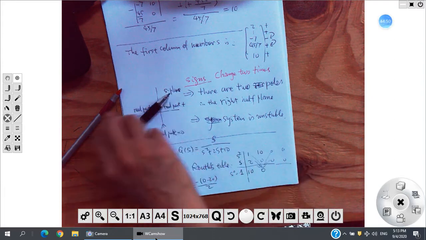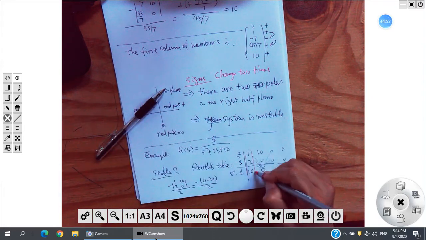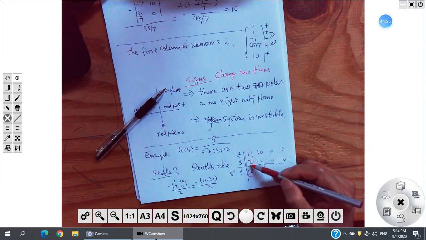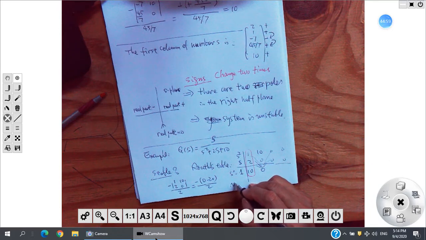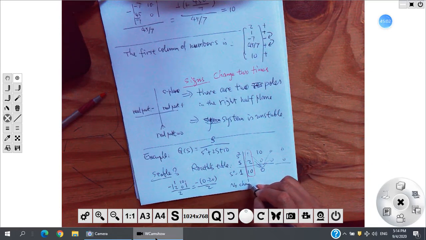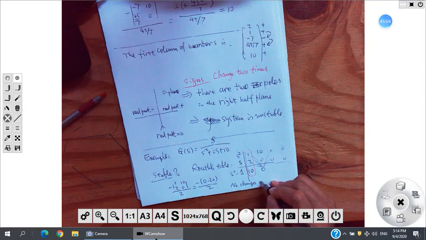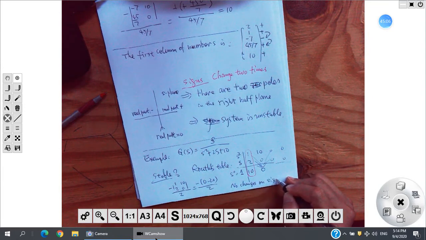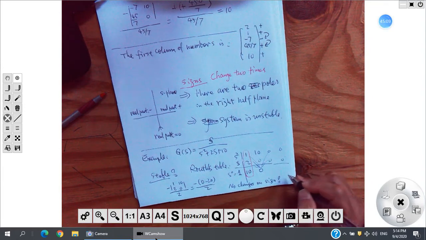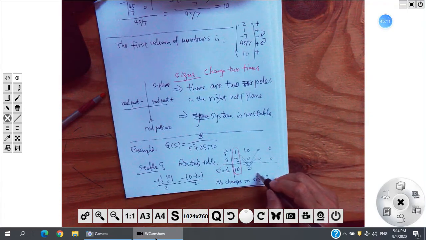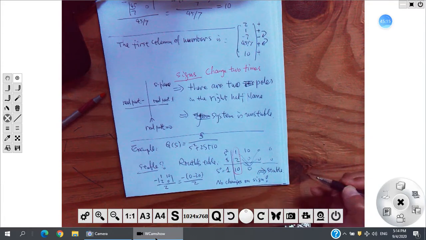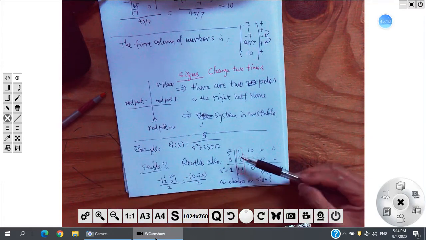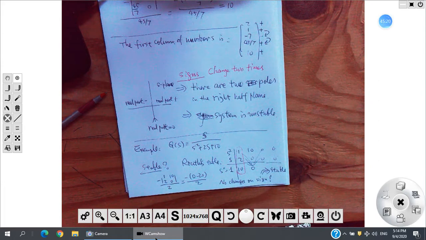We check the first column. First column. No change on sign. There's no change on sign. So we say stable. Right? It is stable because there are no poles in the positive side. Yeah, no change, then no poles in the positive side.